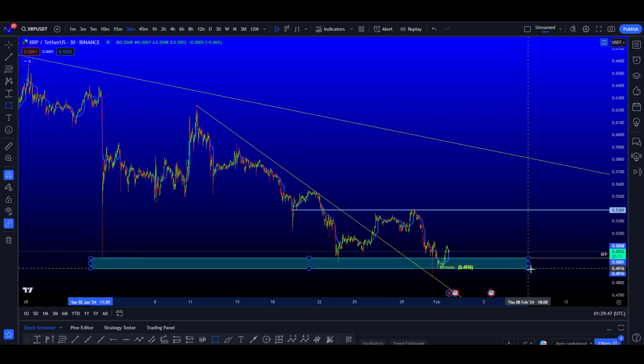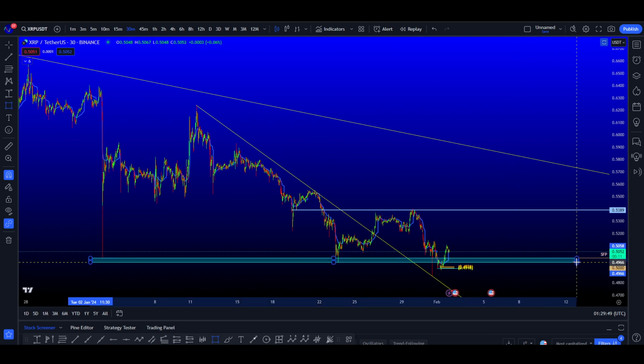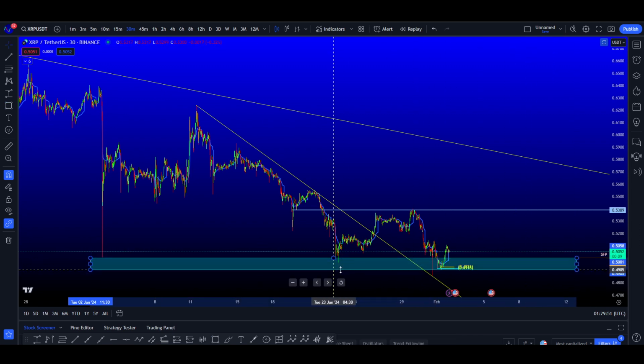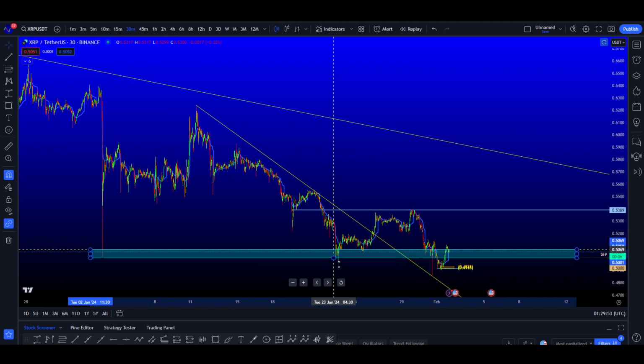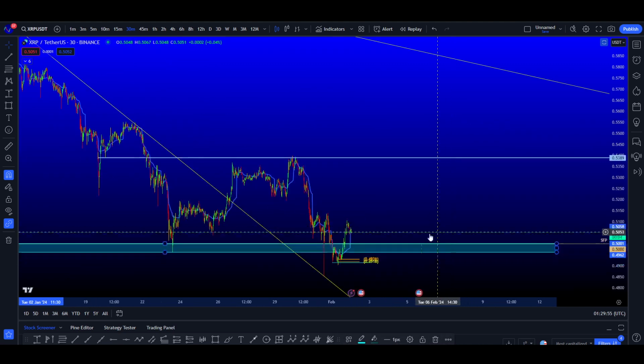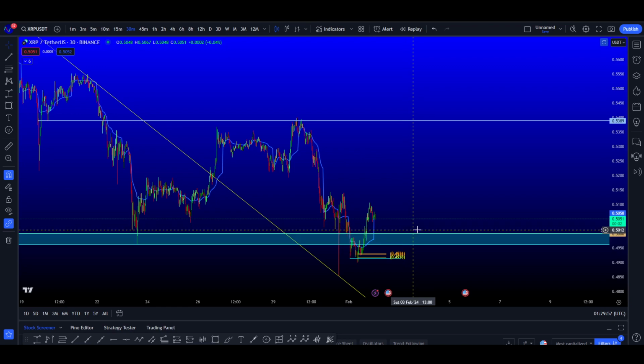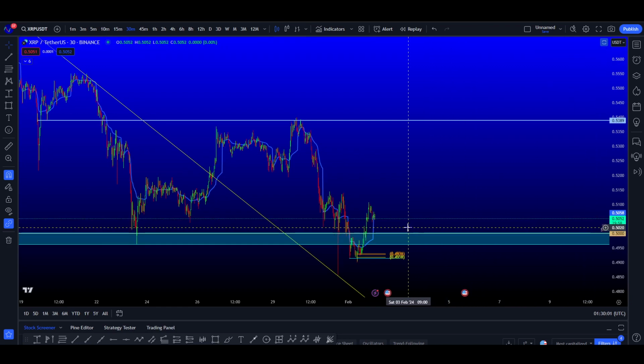So this is currently support. And I'm going to line it up with this low right here. And I would really look at entering a long for XRP if we get a retest of these levels right here, okay?